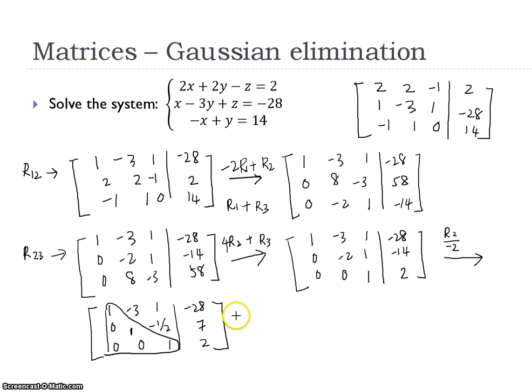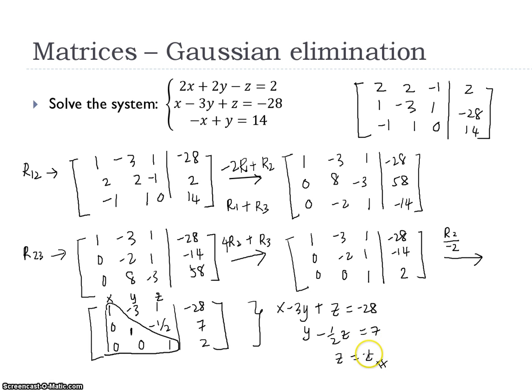Next, we will use back substitution to find the x, y, and z values. So this is x, y, and z. So we will solve for z first. It's very obvious. For the first row, it is x subtract 3y plus z equals negative 28. Second row, y subtract half z equals 7. Last row, z equals 2. So it's very easy. We have z equals 2 as our answer.